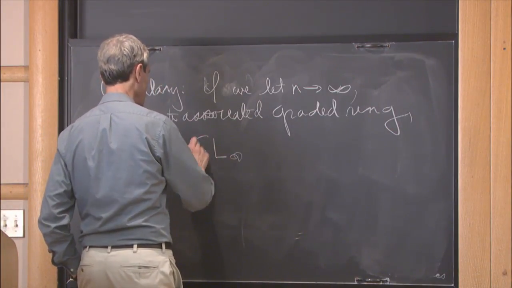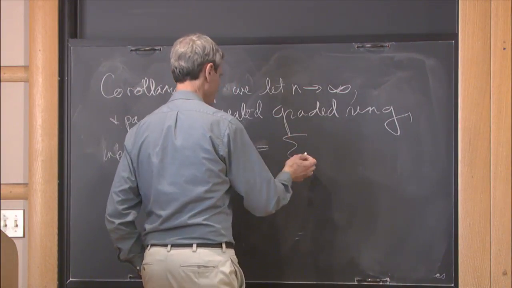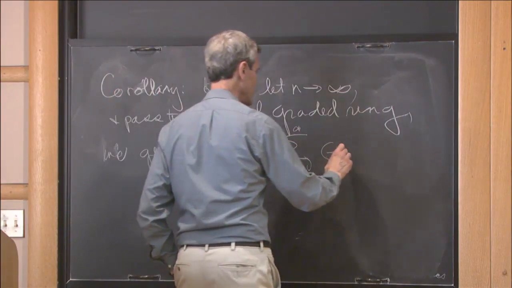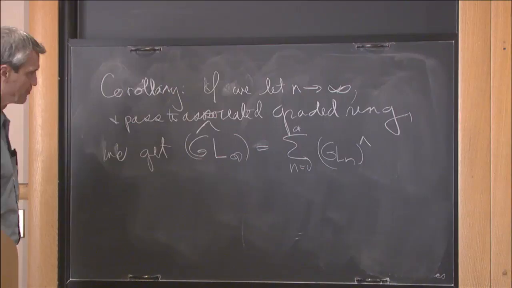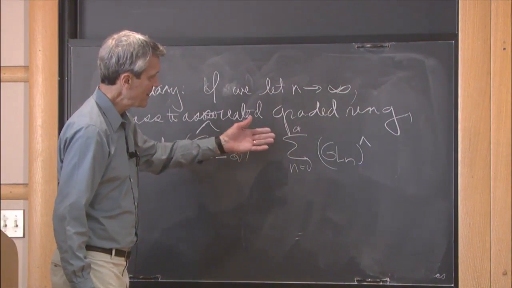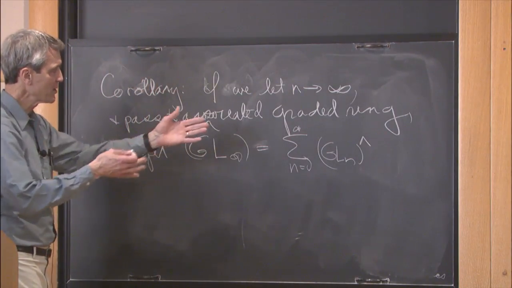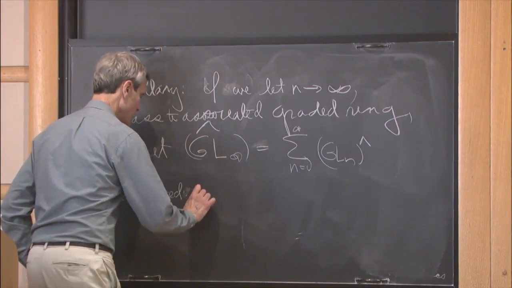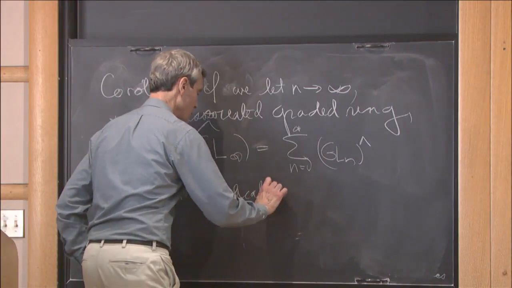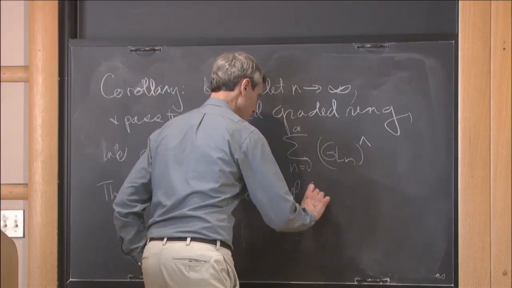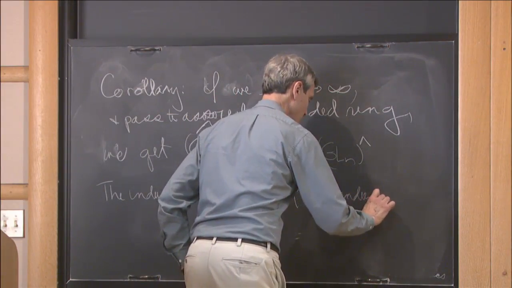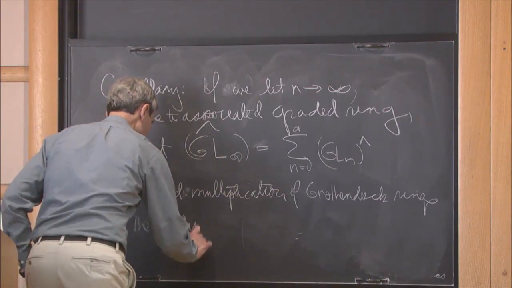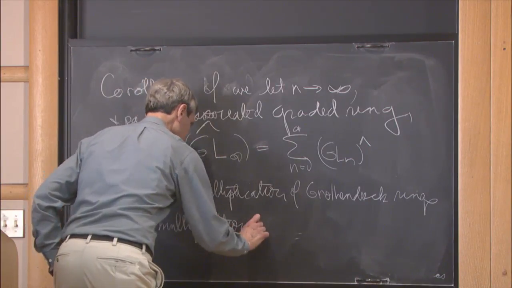GL infinity is equal to a sum from n equals 0 to infinity of GLN hat, and then this has a multiplication, so the induced multiplication of Grothendieck rings is the multiplication considered by Zelevinsky.